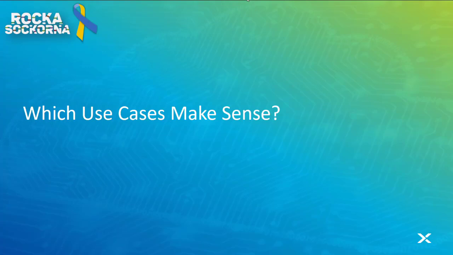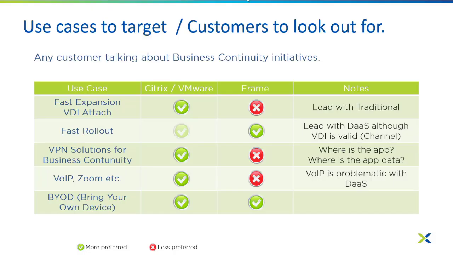Then let's look at use cases. So which use cases make sense for which technology? So first of all, without going into individual use cases, individual customer examples, what I've tried to do here is to differentiate between Citrix and VMware being on-prem and Frame being the desktop as a service or cloud-based solution. And five typical examples that you'll be confronted with today. So the first one we talked about is fast expansion, VDI attach.